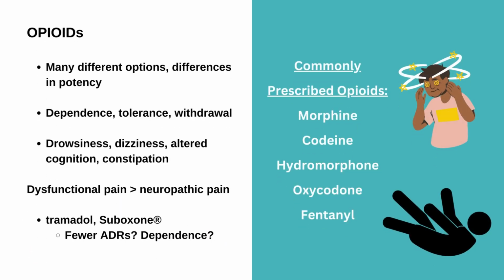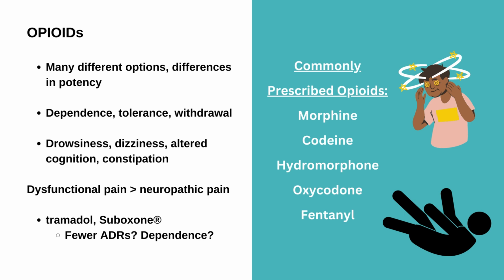Of course, no discussion on pain management would be complete without also discussing opioids. So we have many different opioid options, commonly including morphine, codeine, hydromorphone, oxycodone, and fentanyl. Now, many of these work the same way. The main difference is found in their potencies.